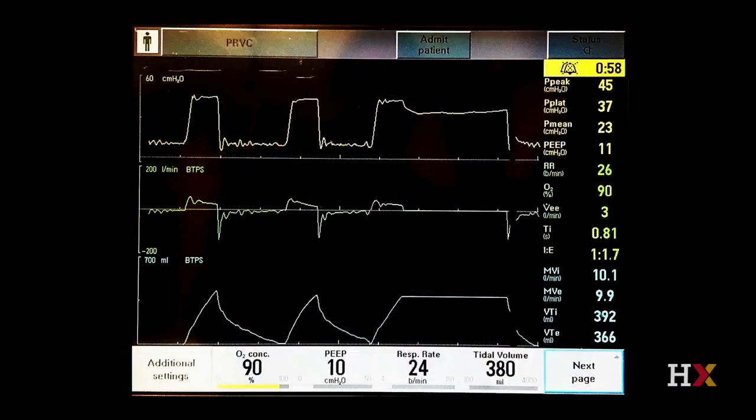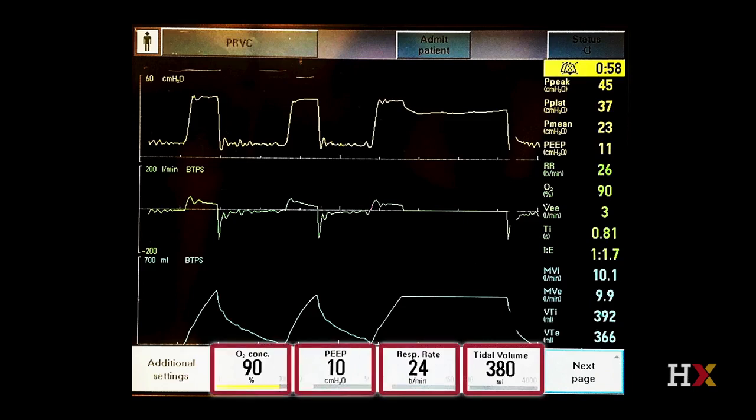virus. Another example of a patient with severe ARDS. We have a patient here who's set on tidal volume of 380, a respiratory rate of 24, a PEEP of 10, and an FiO2 of 90%. Looking at the patient's pulmonary mechanics, they have a peak pressure of 45 with a plateau of 37. The plateau of 37 is again far too high and greater than the 30 that we are targeting.